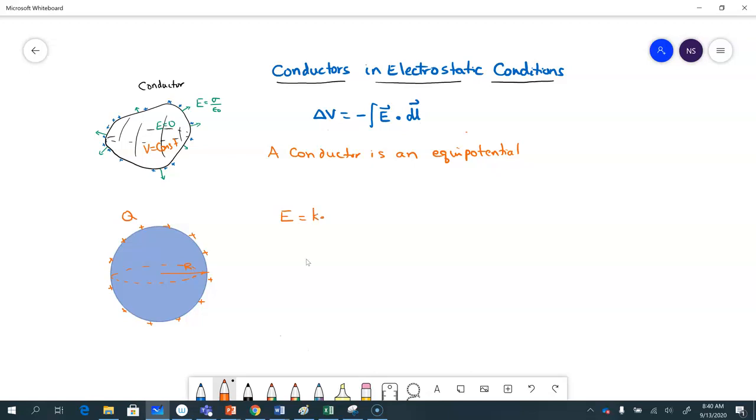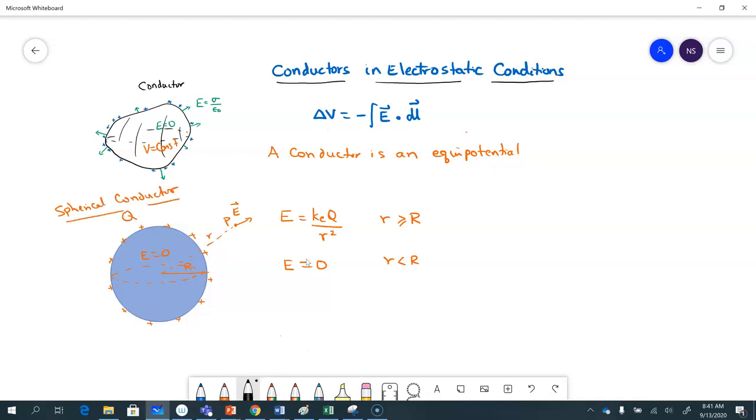So E is KE Q divided by R squared. If my point is outside, the electric field is radially outwards, and R is the distance from the center to the point P, right? That's my R. So this is for R greater than or equal to capital R. And we know E is equal to 0 everywhere inside the body of the conductor, right? So this is a spherical conductor.